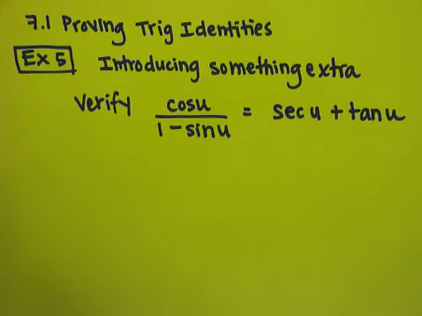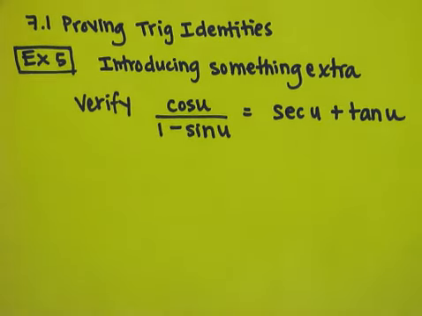So in pre-calculus, we are talking about proving trig identities, and I think one of the trickier proofs from 7.1 was proofs that involve introducing something extra. The reason this is harder is that you actually have to think of something to introduce into the problem. You're not just manipulating the problem as it is.